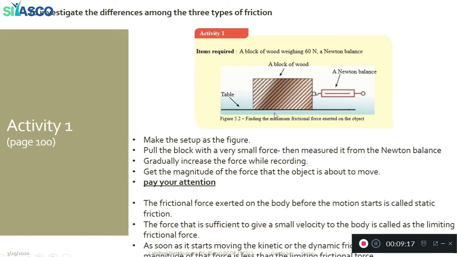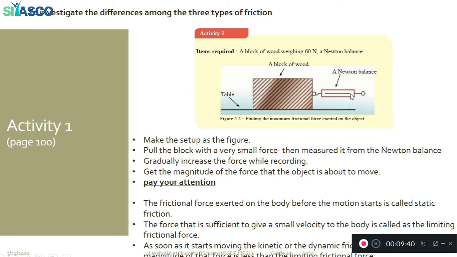Take a block of wood weighing 60 Newton and fix a hook-like small ring and fix the Newton balance to it. Then keep the block on the table as in the figure. Pull the block by using the spring balance or the Newton balance.